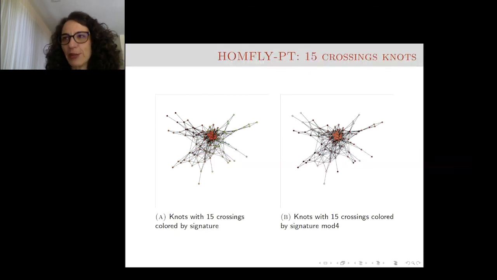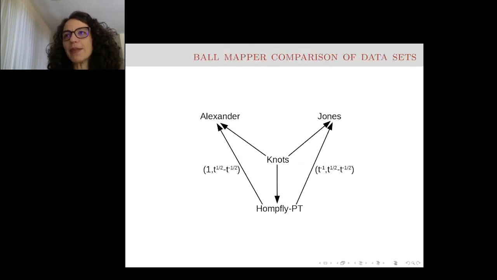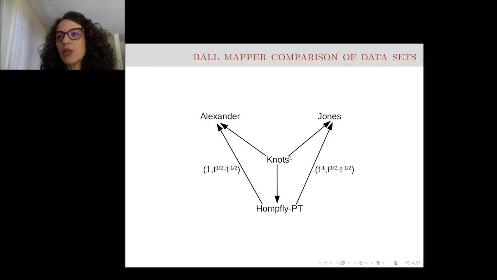Okay, but one thing that we can do is use the Ball Mapper to actually compare these data sets. Again, the way our data is structured is that we have a knot, and then for each knot, we have these three separate point clouds.